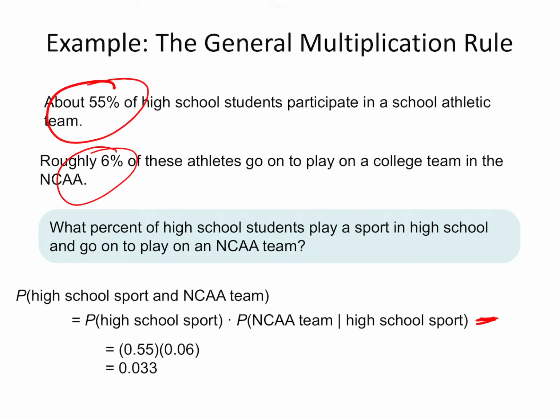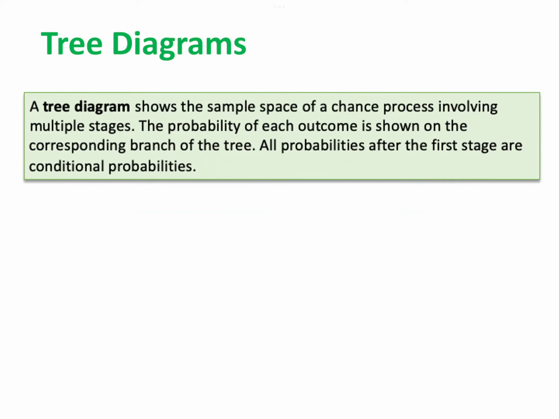Another way that we can find probability using our formulas is with tree diagrams, and we haven't looked at these yet. So a tree diagram shows a sample space of a chance process involving multiple stages. So it would be like tossing a coin 3 or 4 times, something more difficult to look at. The probability of each outcome is shown on the corresponding branch of each tree when we draw it, and all probabilities after the first stage are considered conditional probabilities.